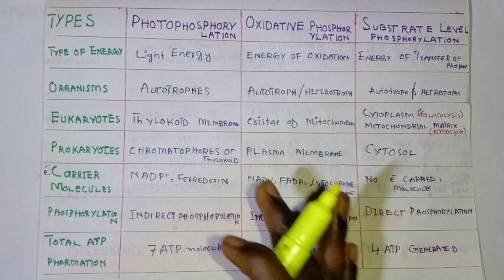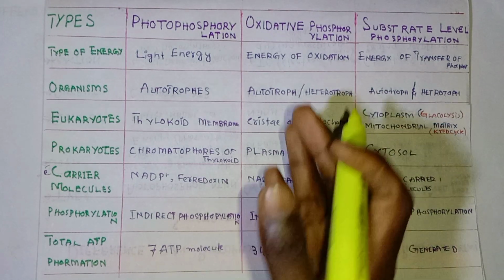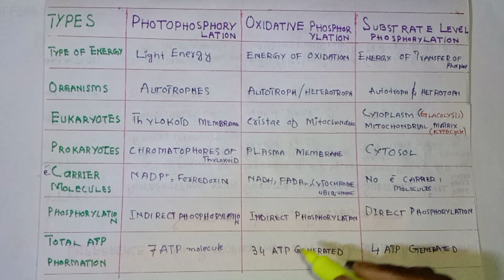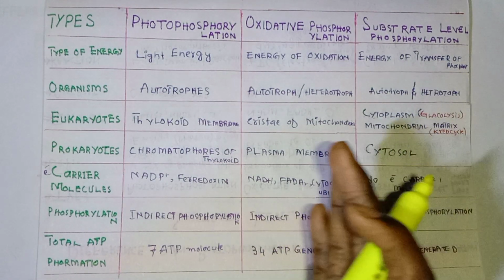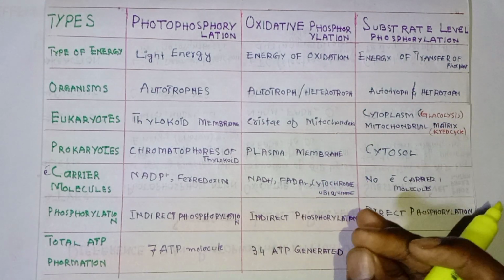Now the net gain of ATP. In photophosphorylation, a total of 7 ATP molecules are generated. If we talk about oxidative phosphorylation, 34 ATP are generated. In substrate level phosphorylation, 4 ATP are generated. So this is overall the difference between photophosphorylation, oxidative phosphorylation, and substrate level phosphorylation.